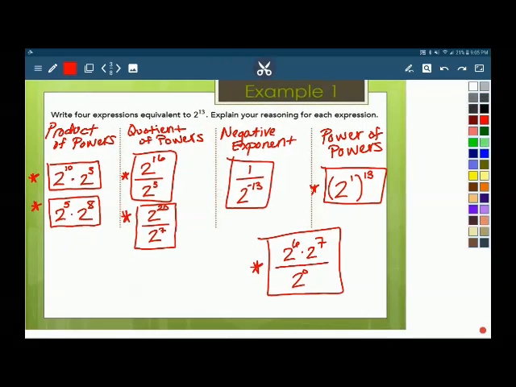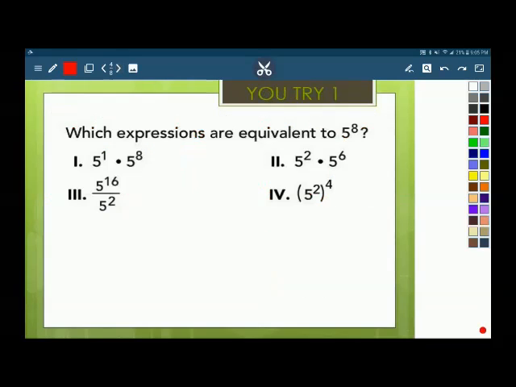And you should be able to use the exponential properties in order to generate as many of these equivalent expressions as you'd like. So in this first U-try, what I'd like you to do is look at the 4 options and try to simplify them to see if any of these are actually equivalent to 5 to the 8th power. Go ahead and give this a try.